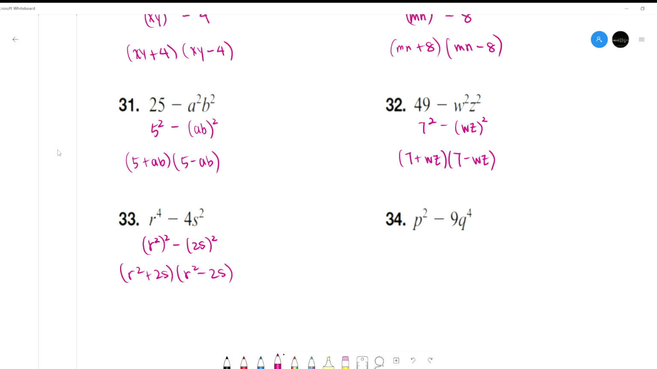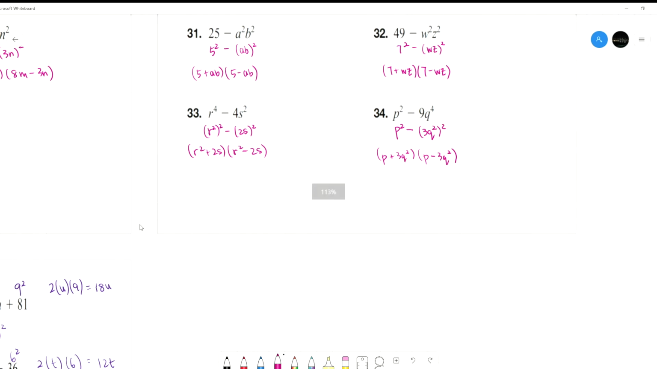Look at number 34. Same idea here, right? So the first one is just p squared minus 9q to the 4th. So that's (3q squared) squared, right? You divide the 4 by 2, and you get 2. So this is the difference of squares. This is p plus 3q squared times p minus 3q squared. And that's it. Okay? Does anyone have any questions about what we learned today?